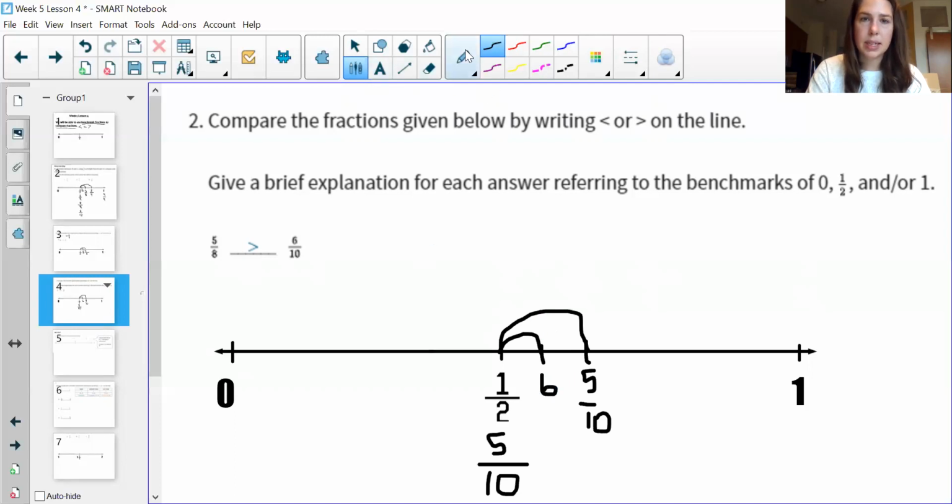Oh, I made a mistake, you guys. But if you were here, you would be pointing that out the whole time. This should be 5/8. I get carried away with my drawing and I make some mistakes. So this should be 6/10. 6/10 is just 1/10 away, and a 1/10 is a shorter distance than an 1/8.